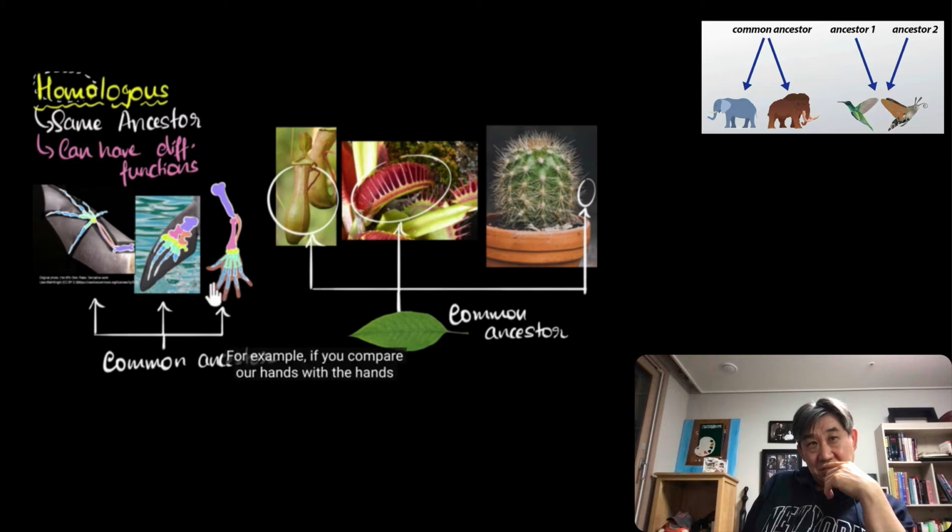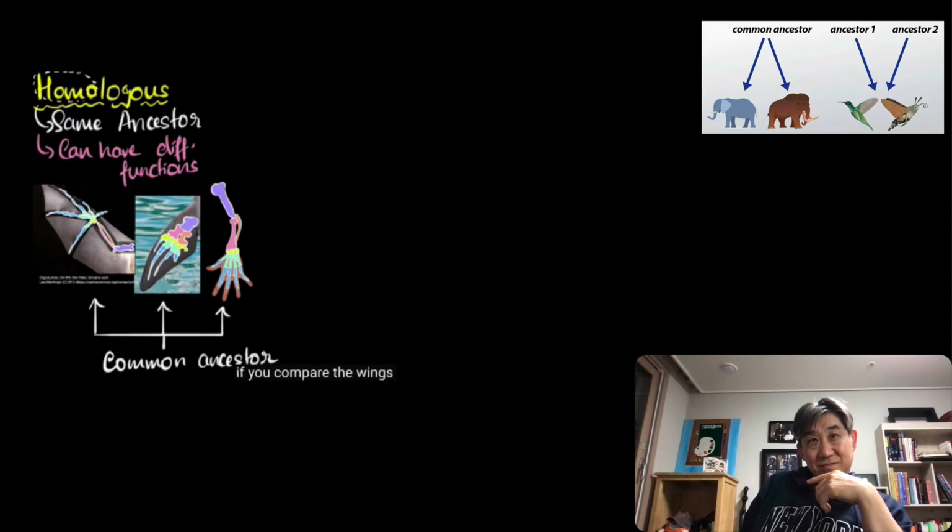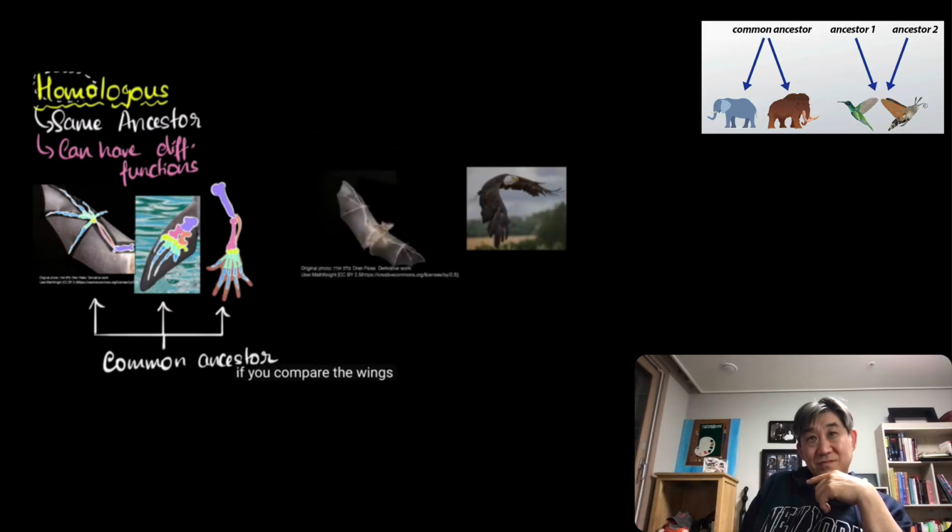For example, if you compare our hands with the hands of a chimpanzee, they're also homologous. I have not drawn the bone structure, but bone structures will be very similar, and chimpanzees' hands also perform the same function as our hands. So homologous structures can perform same functions. They can also perform different functions, as we see over here. What's important though is that they have the same ancestry. On the other hand, if you compare the wings of a bat and an eagle, let's see what we get.